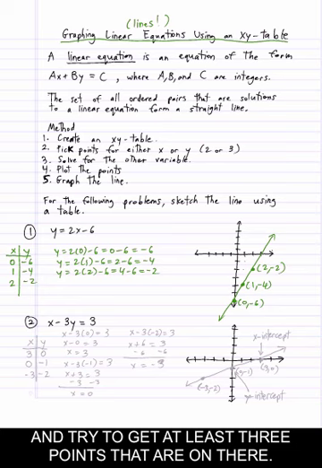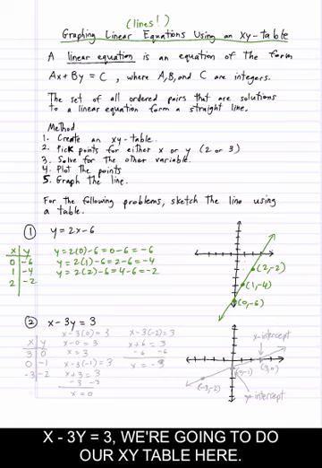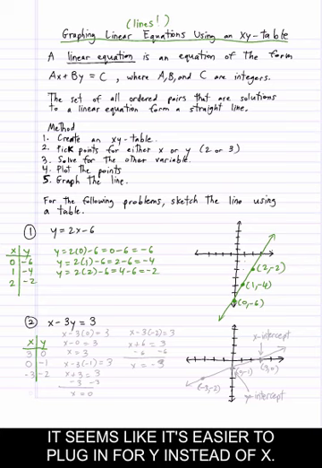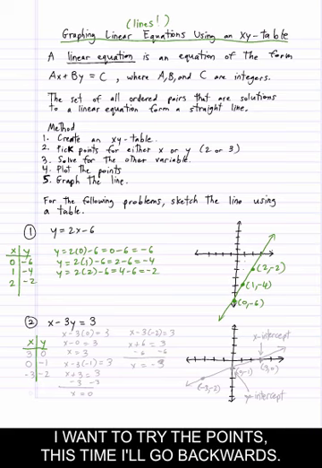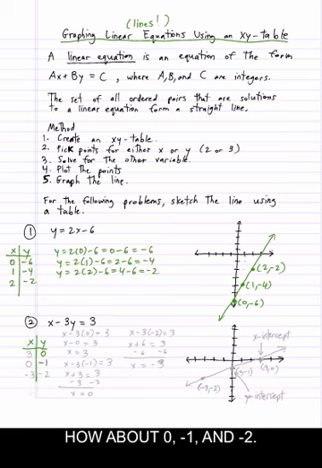Let's try another one. x minus 3y equals 3. We're going to do our XY table here. Now looking at this problem, in this one it seems like it's easier to plug in for y instead of x. Okay, so let's go ahead and plug in things for y. I'm going to try the points, this time I'll go backwards. How about 0, negative 1, and negative 2?